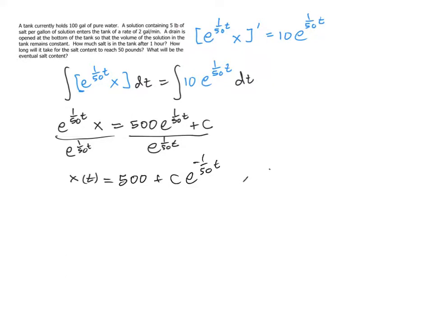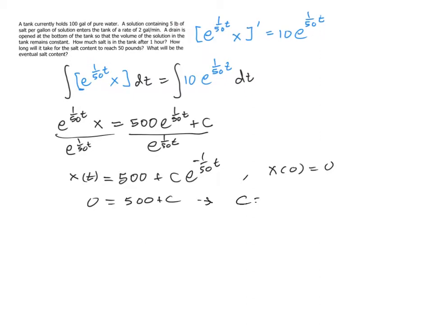Now remember, the initial condition is x sub 0 is equal to 0. So now let's go in and solve for c. So 0 is equal to 500 plus c, because e to the 0, of course, is 1. So that's going to make c equal to negative 500. So x of t is equal to 500 minus 500 e to the negative 1 over 50t.